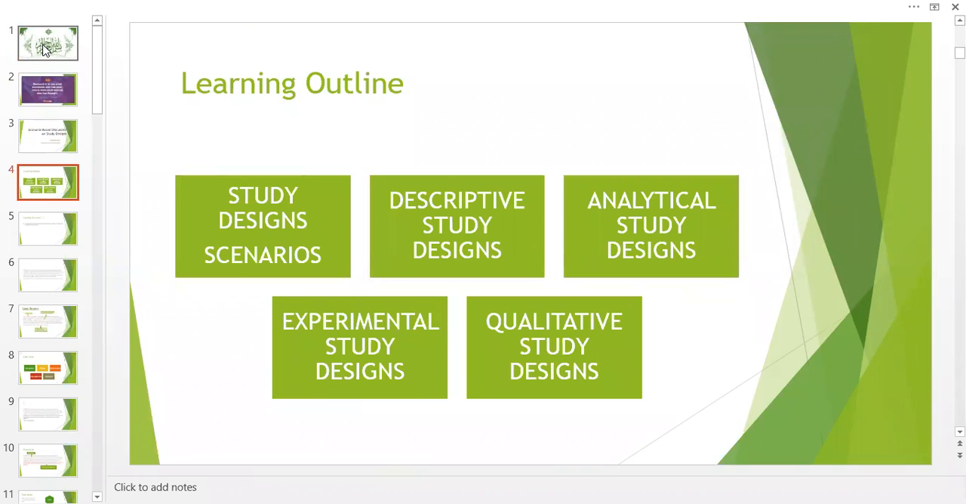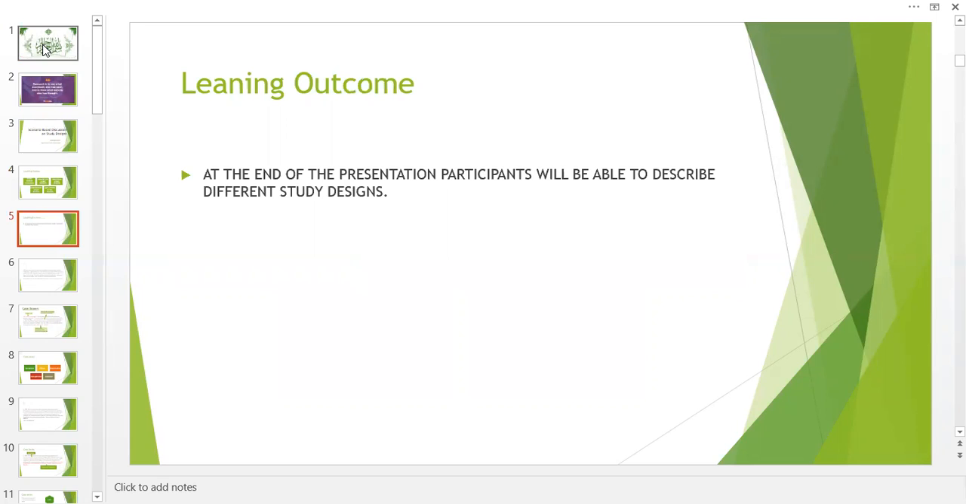Learning outline. In this presentation, we are going to discuss different study design scenarios, which will include descriptive study designs, analytical study designs, experimental study designs, and qualitative study designs. And at the end of the presentation, participants will be able to describe different study designs.